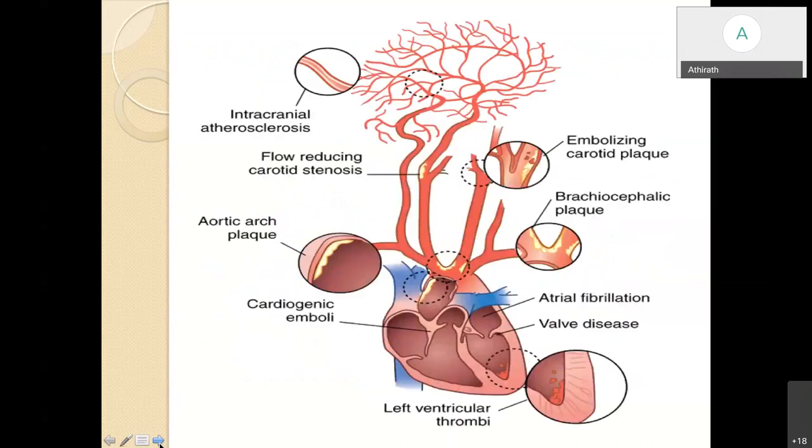These are the various causes for an ischemic stroke. It can be broadly classified into a cardiogenic cause and a non-cardiogenic cause. Cardiogenic causes include cardiogenic emboli, a thrombus in the left ventricle, valvular disease and atrial fibrillation. Non-cardiogenic causes include plaques in the aortic arch or the brachiocephalic trunk, or in the carotid bifurcation, or it can be due to a flow-reducing carotid stenosis or intracranial atherosclerosis. But we most commonly deal with a flow-reducing carotid stenosis and an embolizing carotid plaque.